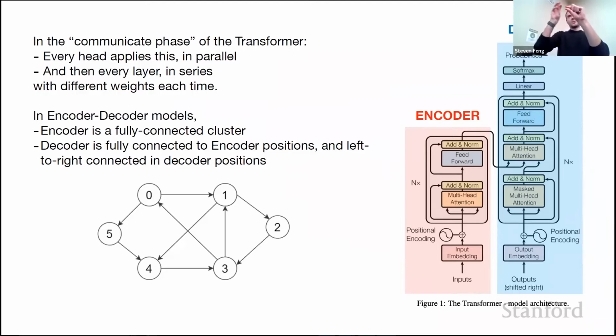So the tokens in the decoder are fully connected from all the encoder states, and then they are also fully connected from everything that is before them. And so you end up with this triangular structure in the directed graph. But that's the message passing scheme that this basically implements.